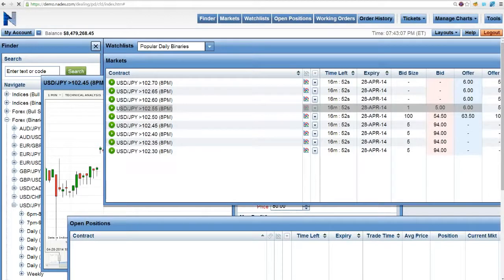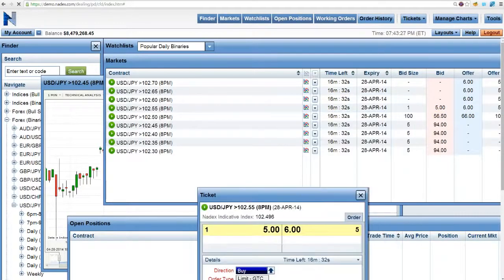It's both. Every contract is in the money and out of the money, depending upon whether or not you're a buyer or a seller. So if you're a buyer, then let's look at the indicative. And that's when somebody said, show me the indicative. There you go. Well, the indicative is 102.49. Well, is it greater than the price? No. So it's out of the money.